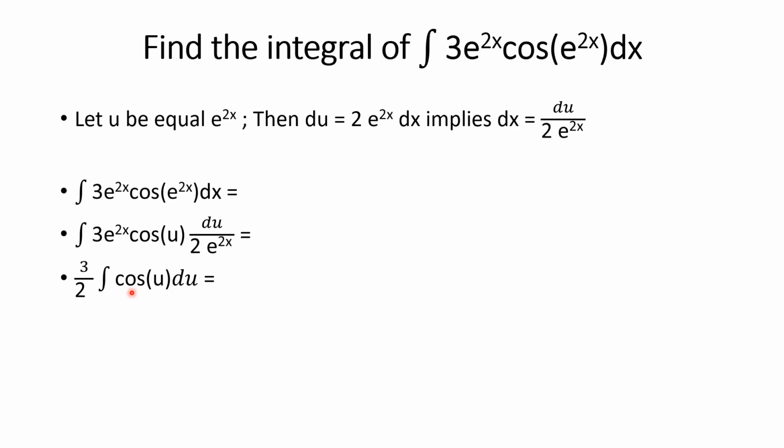So integration of cosine u is going to give us sine u. So that's going to give us sine u plus constant. So 3 divided by 2 sine u plus constant, and that is the answer. So the answer is 3 divided by 2 sine, and instead of u, we replace it by the value of u, which is e to the 2x, plus constant, and that ends this problem.